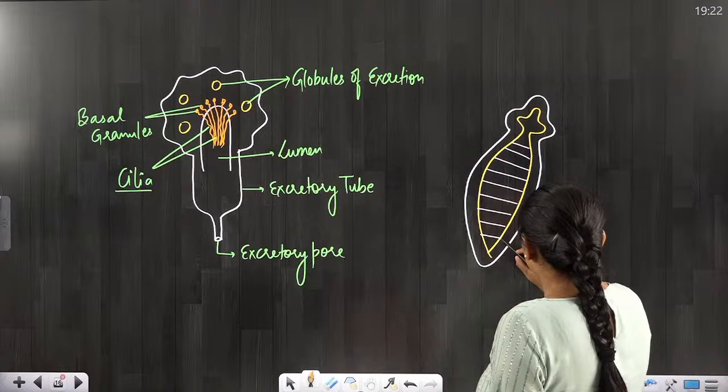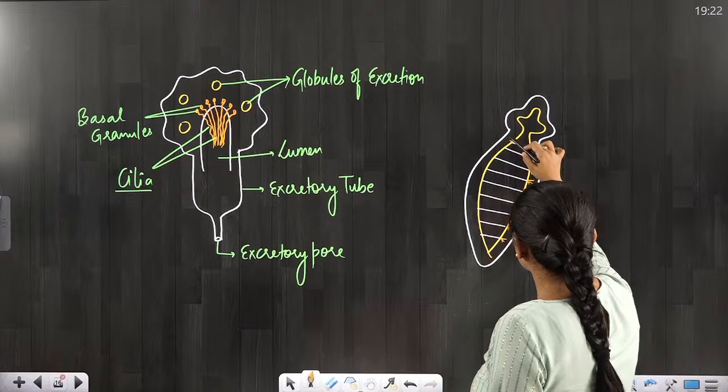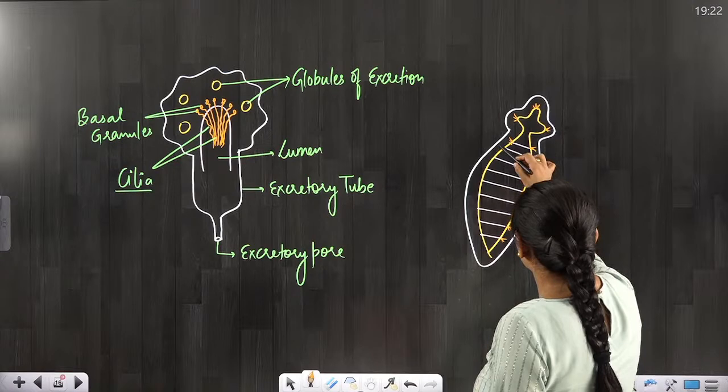Some lateral nerves will also be there, like this. Lateral nerves are also there. These are the lateral nerves. This portion is acting as a brain. These are the lateral nerves.